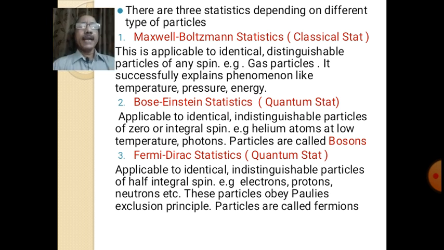And they are having any kind of spin, spin 1 or spin 0 or spin half, any kind of system. For example, gas particles. It has successfully explained the phenomena like temperature, pressure and energy. So, with the help of Maxwell-Boltzmann statistics, we can explain the phenomena like temperature of gas, pressure of gas and energy. But we cannot explain the black body radiation or properties of electron gas or photon gas etc.